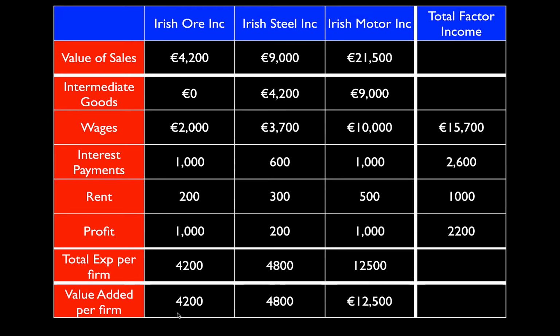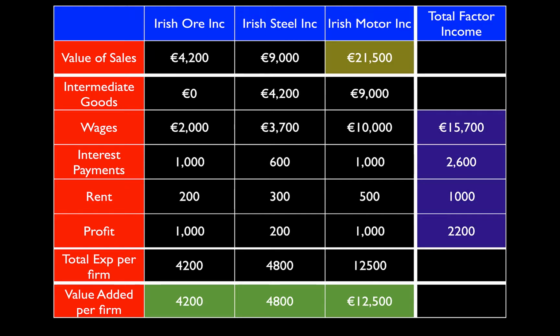And the value added per firm: they took something that was worth nothing and sold it for 4,200. That's 4,200 that they've added. Irish Steel took something that was worth 4,200 and sold it for 9,000. So 9,000 minus 4,200 is 4,800. And then Irish Motor took something that was worth 9,000 and turned it into something that was worth 21,500. So 21,500 minus 9,000 equals 12,500.